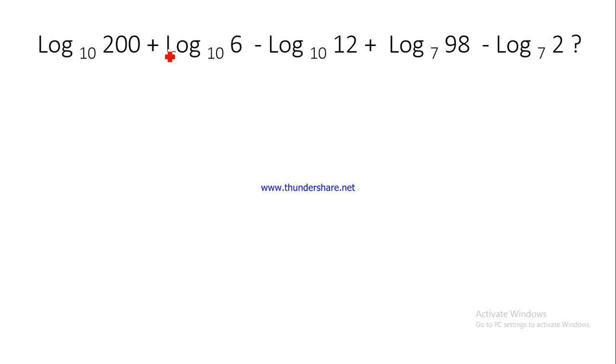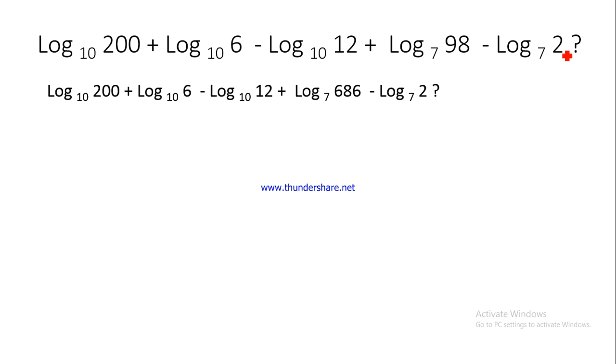Have a look. Log 10 base 200, log 10 base 6 minus log 10 base 12 plus log 7 base 98 minus log 7 base 2. How many of which can you solve straight away using the first or the second property? Can you do anything of this sort in these two terms? Can you multiply them together here? Do you have any property for this? You don't have. Why? Because the bases are 7 and 10, which are different.